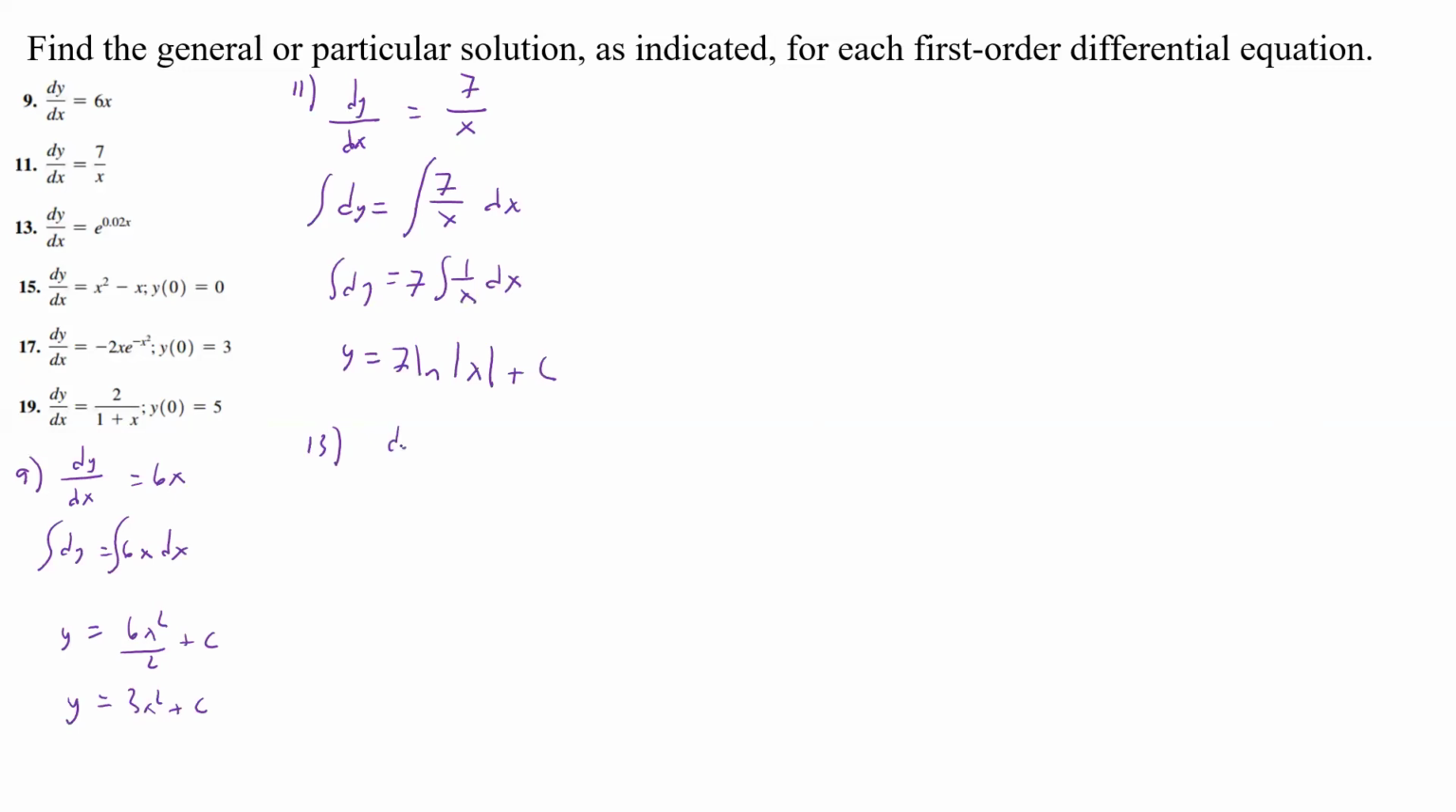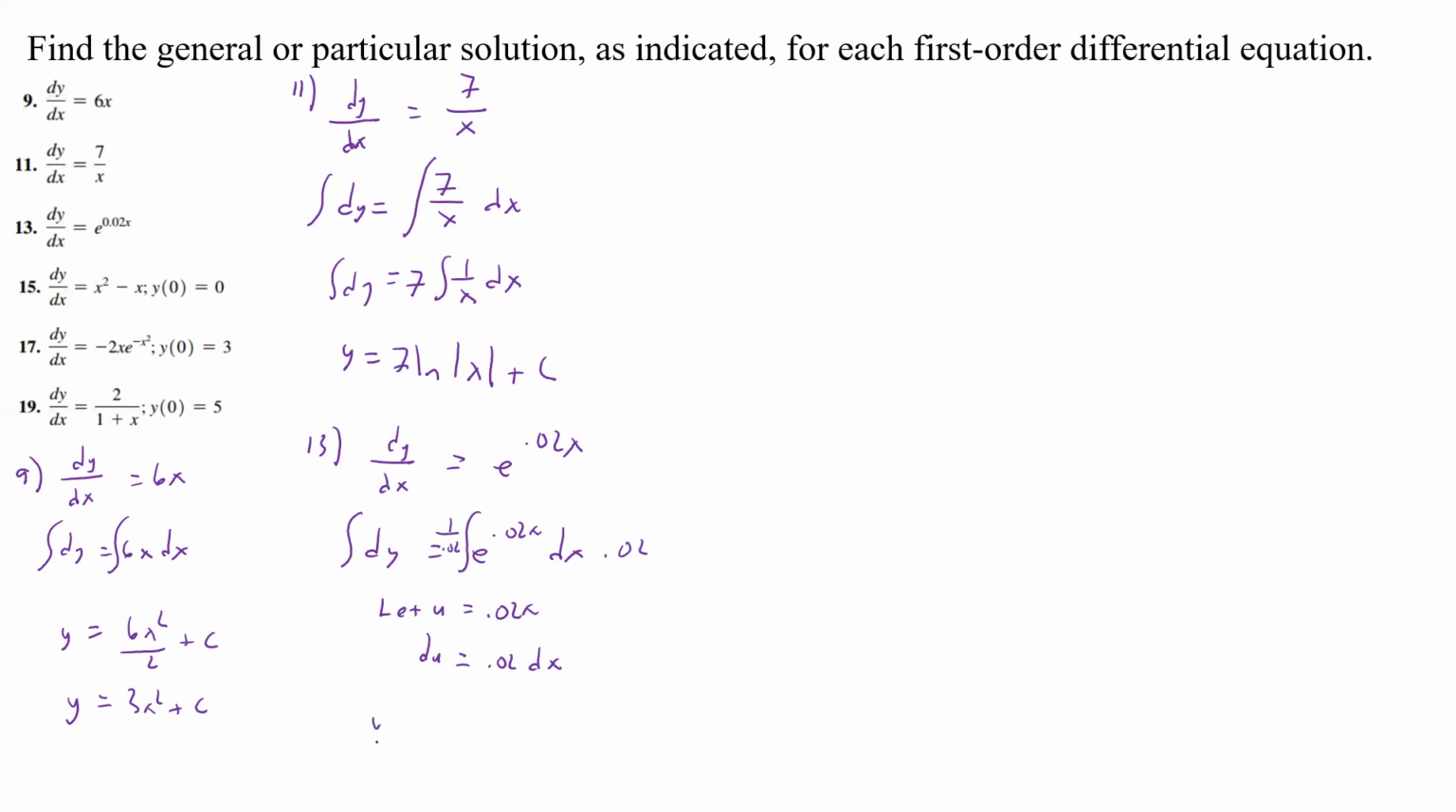13, we have dy/dx equals e to the 0.02x. Again, multiply both sides, and we have e to the 0.02x dx. Now, if I take the integral of both sides, I have to think about this one. I don't have just e to the x, I have something else. So I'm going to let u equal 0.02x and du equals 0.02 dx. That means I'm going to multiply by 0.02 here to get that 0.02, but I'm going to have to divide by 0.02 out in front.